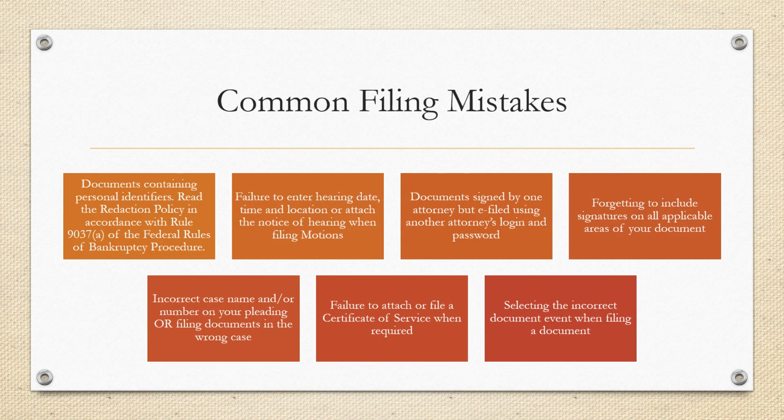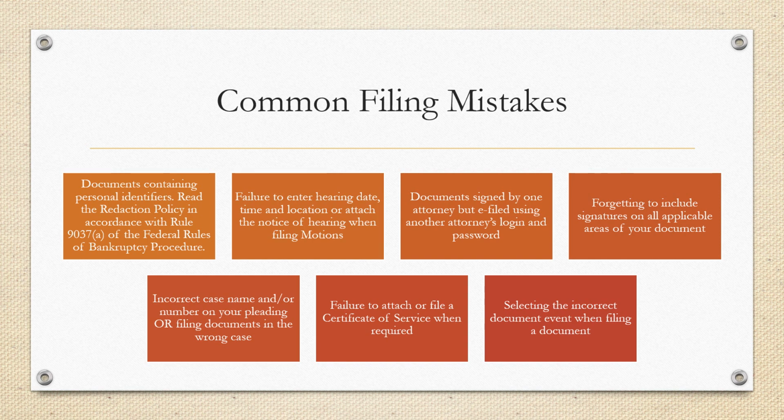The following screen provides the most common filing mistakes made by all users. Documents containing personal identifiers. Read the redaction policy in accordance with Rule 9037A of the Federal Rules of Bankruptcy Procedure. Failure to enter hearing date, time, and location or attach the notice of hearing when filing motions. Documents signed by one attorney but e-filed using another attorney's login and password. Forgetting to include signatures on all applicable areas of your document.